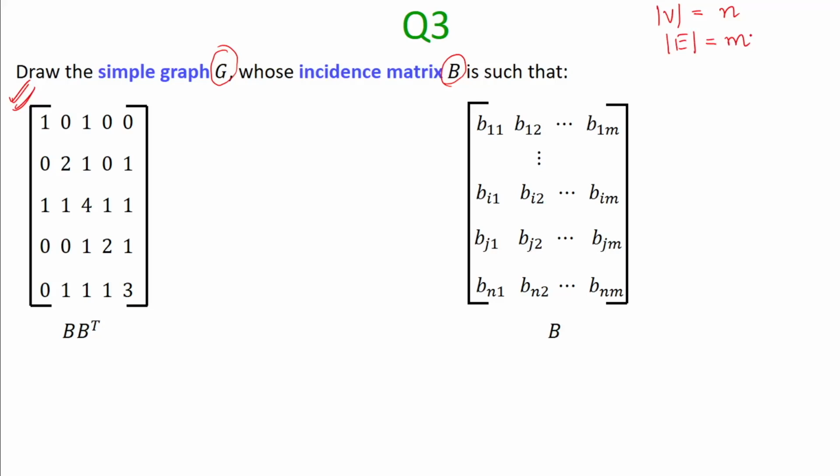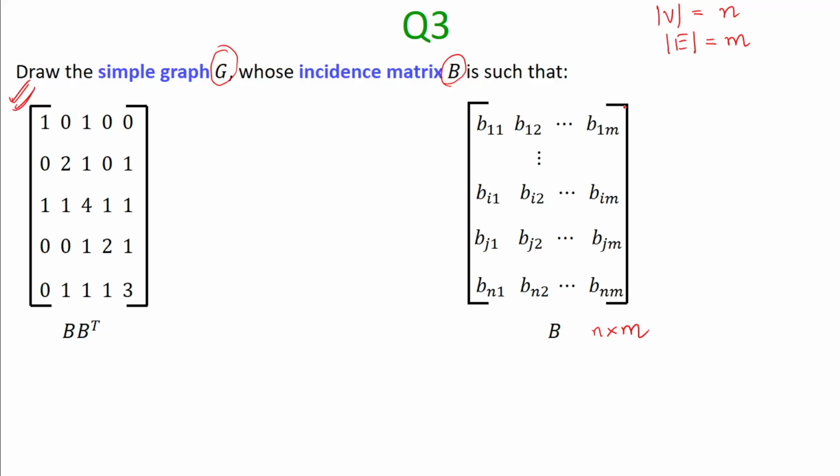Right? So the incidence matrix of the unknown graph will be an n cross m matrix. I am denoting the unknown incidence matrix by this notation. So b11, b12, b1m, they are the unknown Boolean values. Remember, each entry of the incidence matrix will be either 0 or 1.